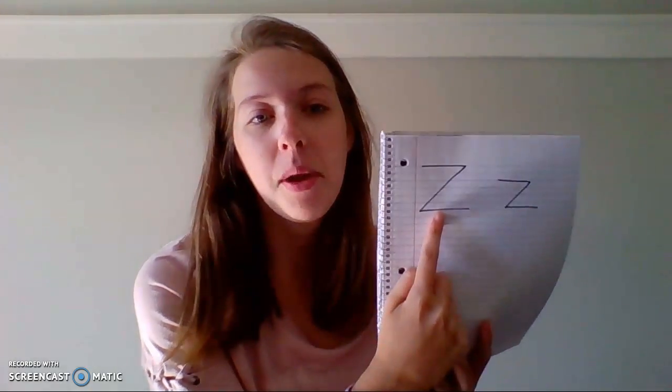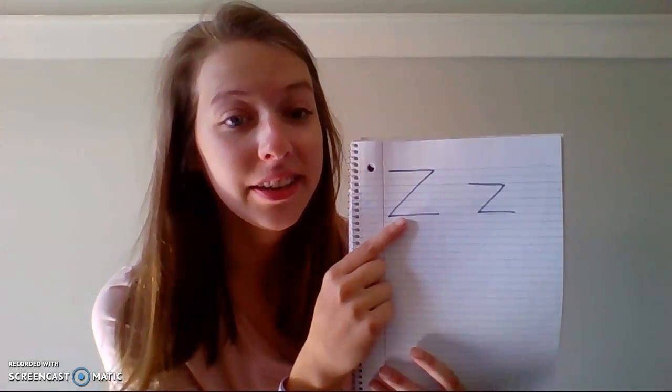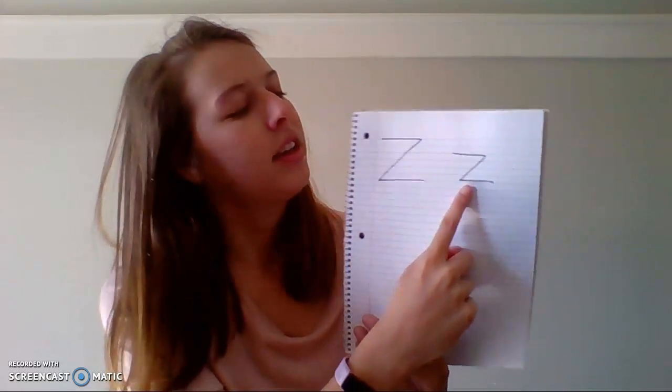What letter is this? Z. What letter is this? Z. The letter Z represents the Z sound. Z. Just like a bumblebee buzzes. Let's practice saying the sound that the Z makes. In uppercase, Z says Z. A lowercase z says Z.